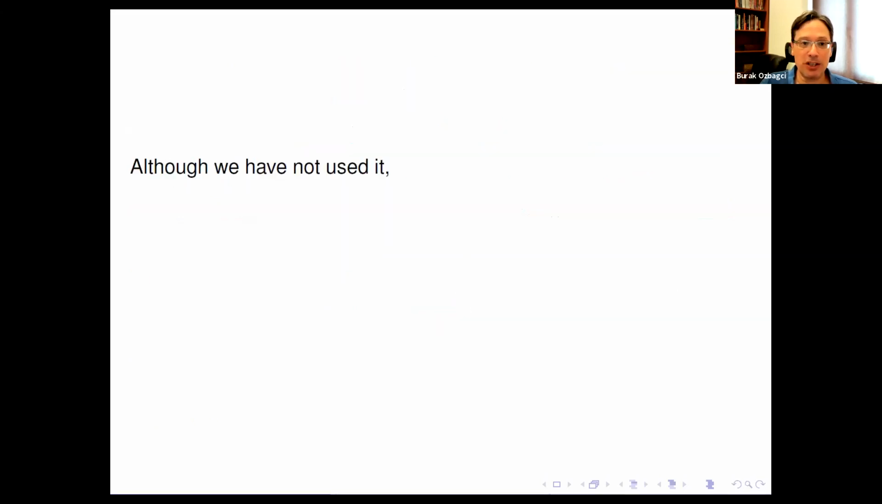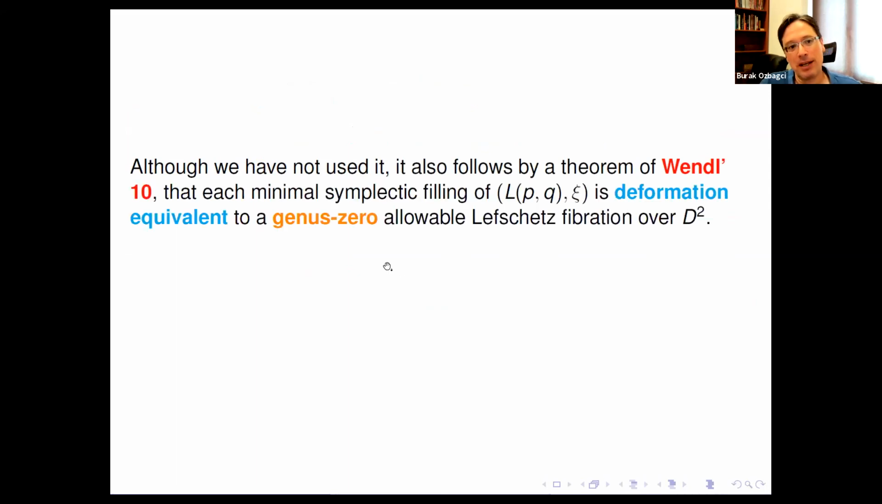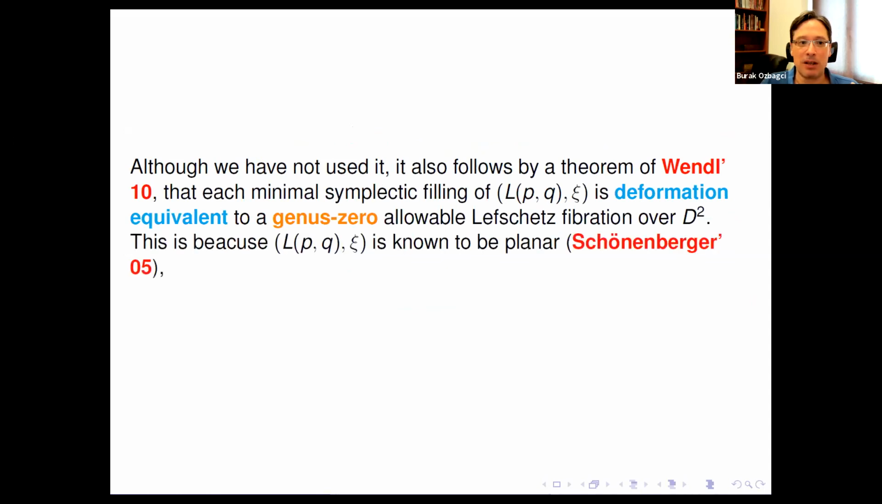Although we have not used it in our proof, it also follows by a theorem of Wendl that each minimal symplectic filling of (L(p,q), ξ) is in fact deformation equivalent to a genus 0 allowable Lefschetz fibration over the disk. It's a general theorem of Wendl, which is based on planarity. In this case, it is because (L(p,q), ξ) is known to be planar, which means that it admits a planar open book that supports ξ.